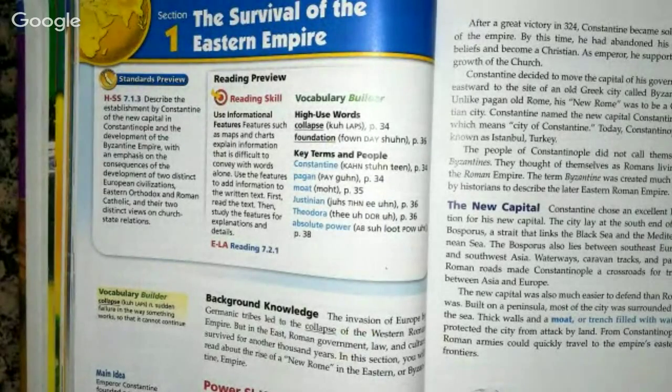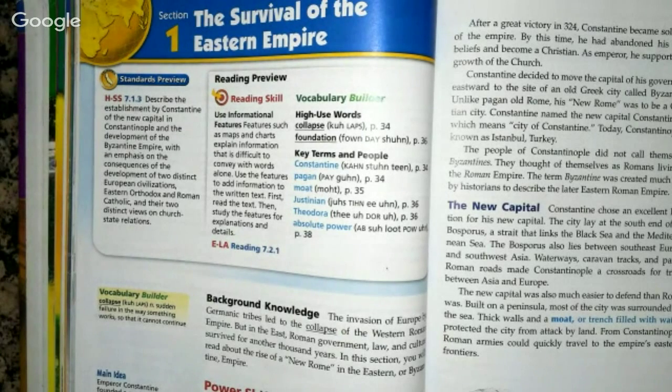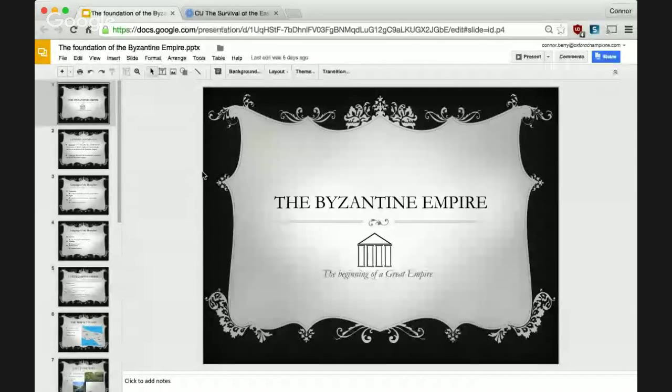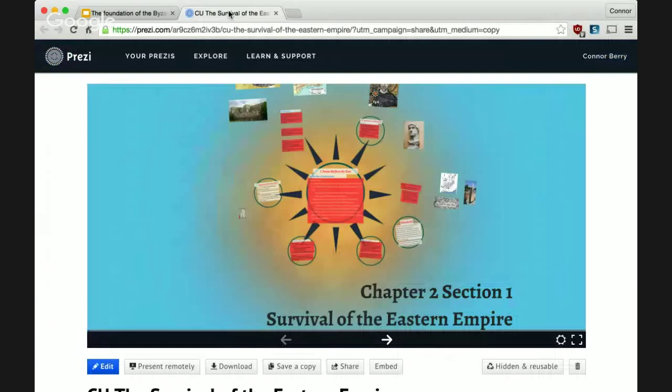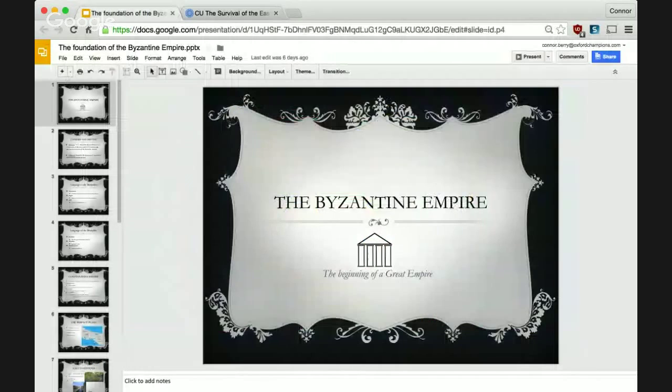I'm going to go ahead and show you those. This will be the second time I try to do this, so let's see if it works. Screen share, there we go. Okay, so as you can see, you also have this PowerPoint, and you have this Prezi, Chapter 2, Section 1. So we have three different places the information is seen.